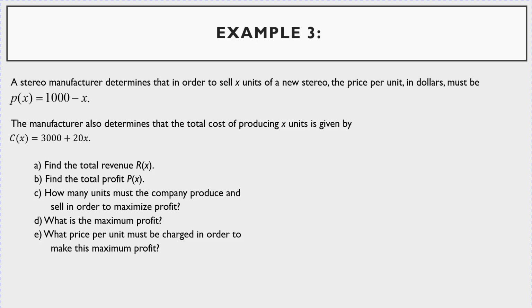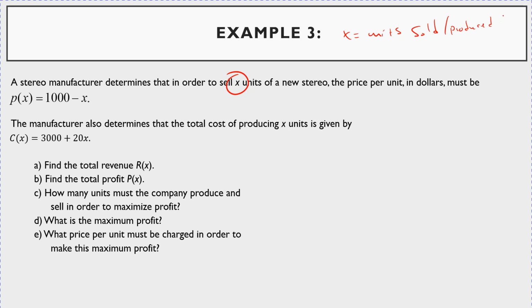Hi class, in this video I want to do a business and economics application problem from section 2.5. This problem is about a stereo manufacturer. A stereo manufacturer determines that in order to sell X units, X is going to be the units sold and produced.